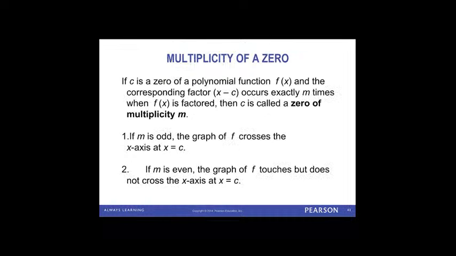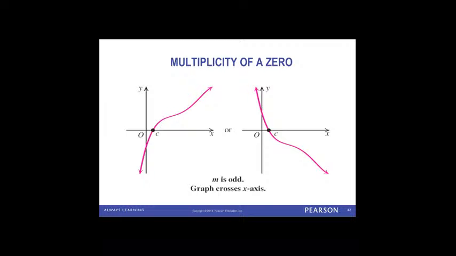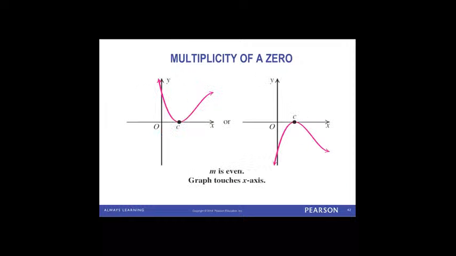So when we have an odd multiplicity, it's going to cross the x-axis at the value of c. When it has an even multiplicity, it's going to touch and not cross. It's going to bounce off the x-axis.